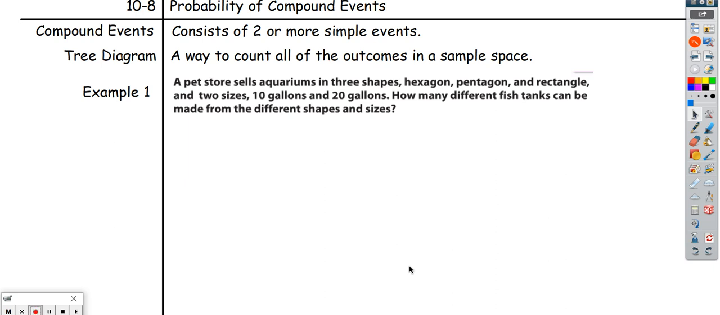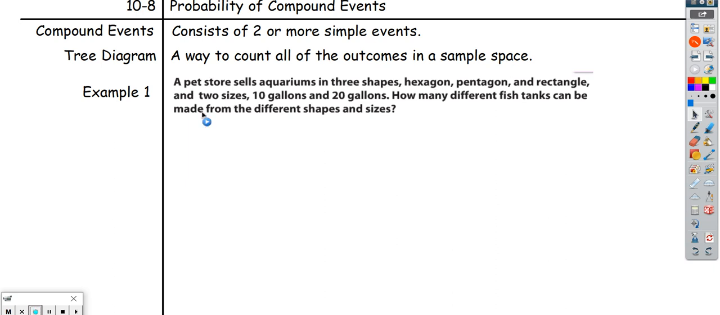Okay, today we're going to do notes on Chapter 10, Lesson 8, Probability of Compound Events. A compound event is when there are two or more simple events. Compound just means more than one. We are going to learn how to make tree diagrams today. A tree diagram is a way to count all of the outcomes in a sample space. Not only will we make a tree diagram, but we will also be making a sample space.